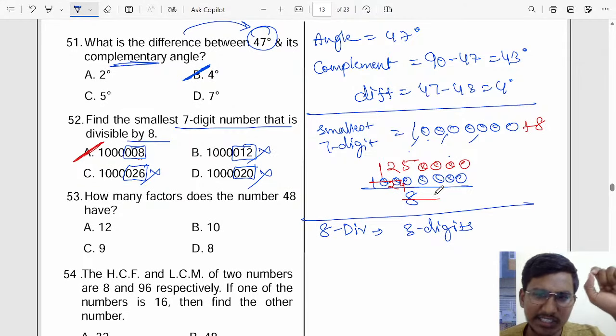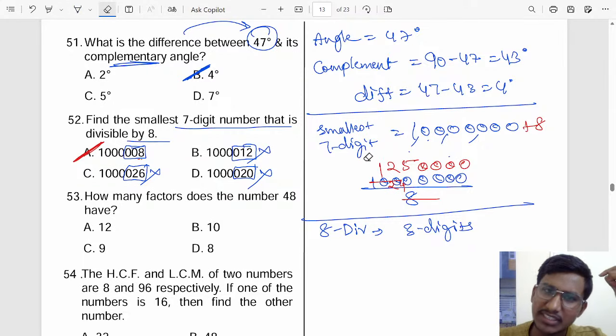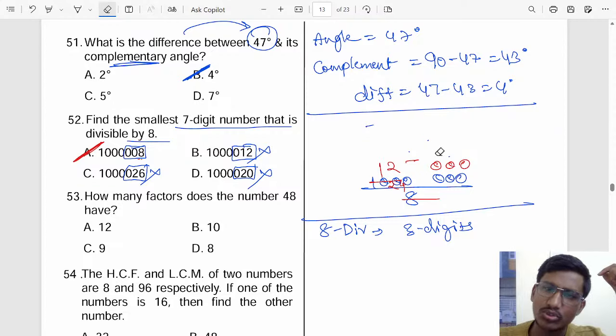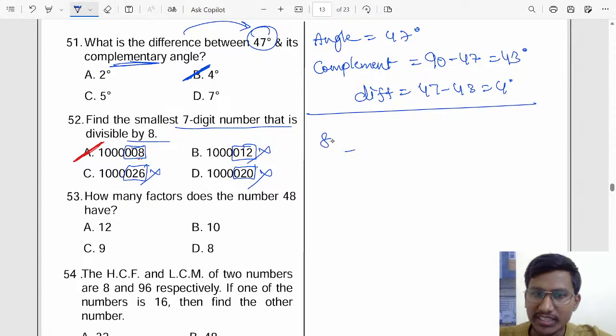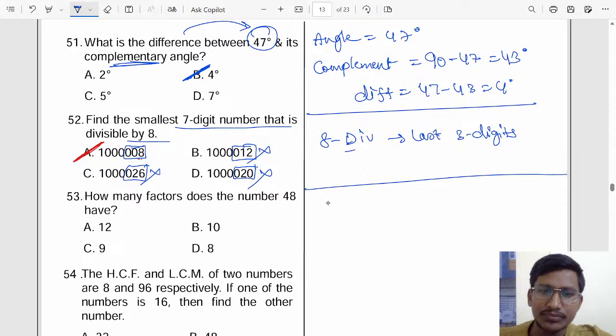Okay, directly use this method, 8 divisibility. If you use it, it will be easy. So instead of doing the calculation, directly use 8 divisibility, last 3 digits we have to check, right? Okay now, good. Now let us do question 53.